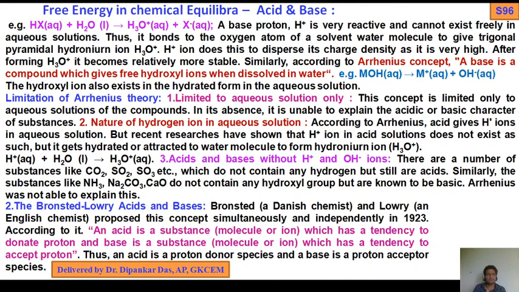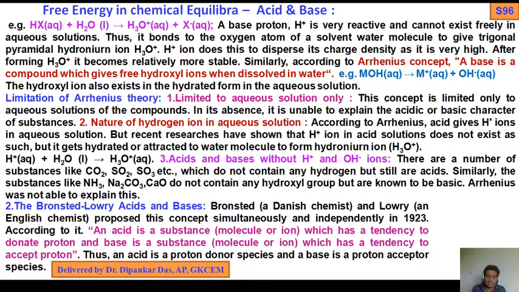Next, move on. Take examples. HX halide plus water, you know what will happen? The lone pair of oxygen gets H plus, so it becomes hydrogen ions plus X minus. A base proton, H plus, is very reactive and cannot exist freely. According to Arrhenius, as I told you, H plus does not exist actually.